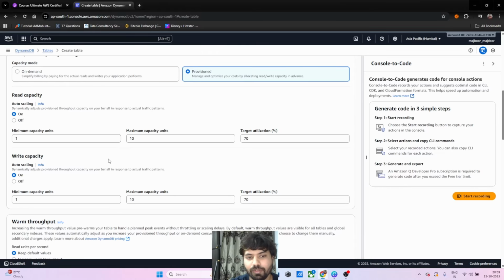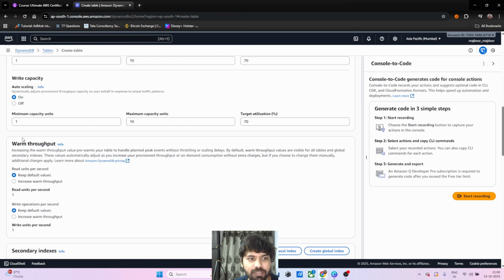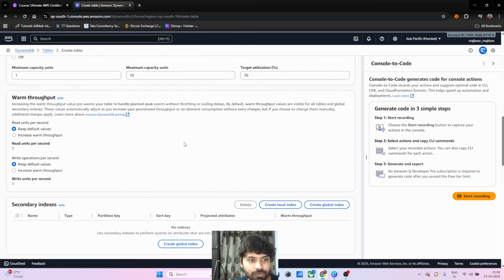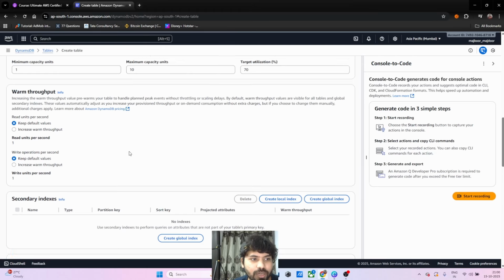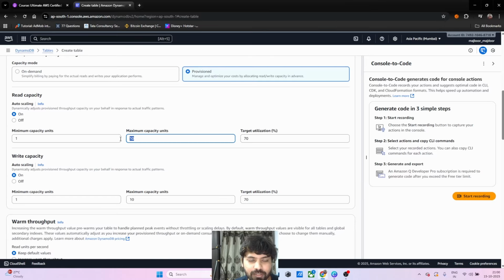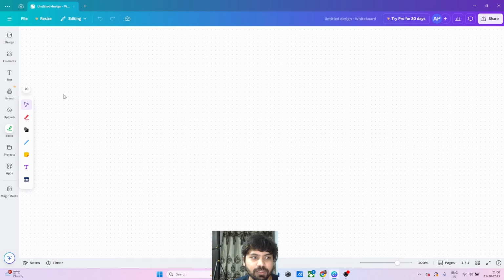If you do auto scaling, then you can scale it down to 1 if you don't have a lot of current operations on your table, and the same can happen for WCUs also. So how do we actually calculate the number of WCU and RCU? To understand this, let's go here.